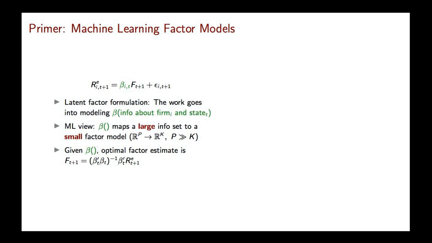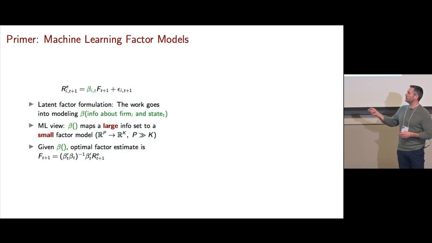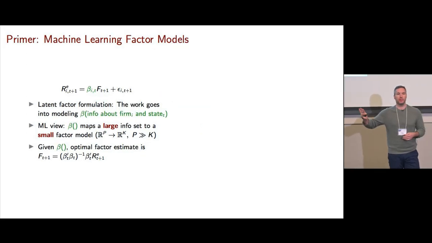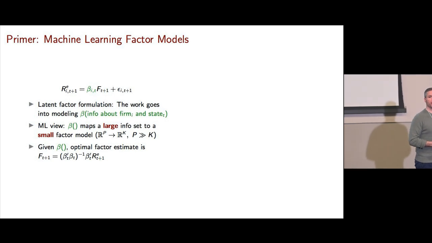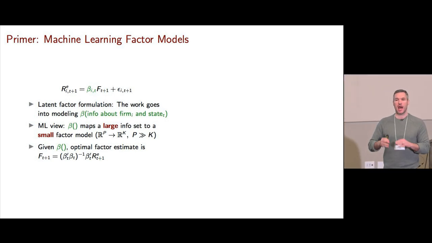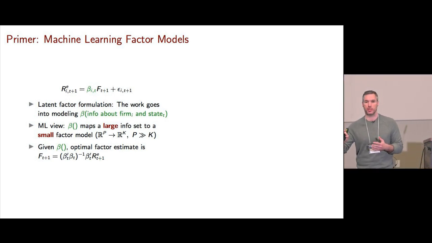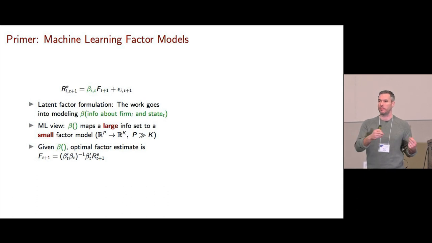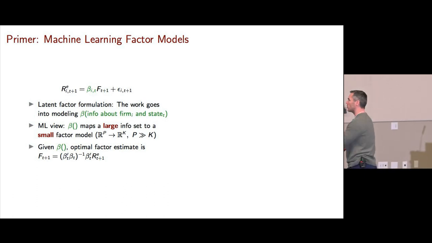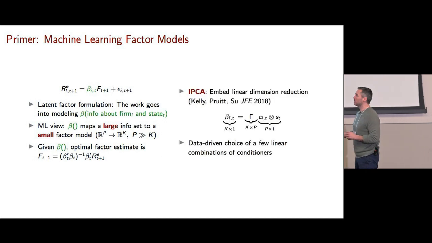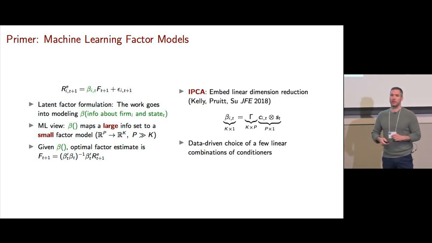All right, one thing that's kind of cool about this is once you write down your beta specification, you really don't need to worry about modeling factors. You get them for free. You always get them optimally from a cross-sectional regression of asset returns onto the beta function that you've estimated. All right, so all of the work goes into modeling the beta. Okay, so let me give you some examples from the literature.